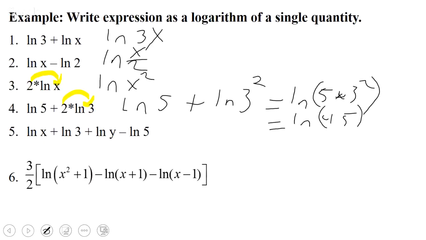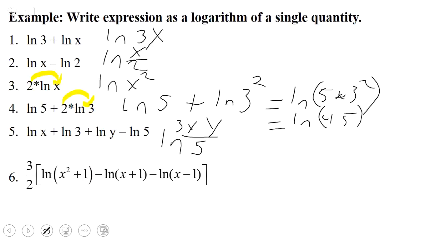Number 5, I have some additions and subtractions. Remember, anything that is added goes on top. Anything that's subtracted is going on bottom. So I can do this all in one step. So I have ln, x is positive, so it goes on top. 3 is positive, it goes on top. Y is positive, it goes on top. But the 5 is negative, so it goes on the bottom. That's all there is to it.